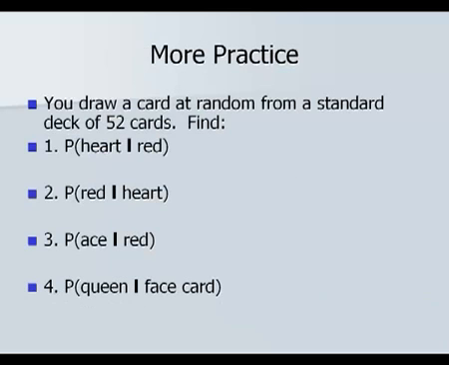Okay, here's another one to practice. We're drawing a card at random from a standard deck of cards. We want to find the probability of a heart given that the card was red. That line means given. So the probability of being a heart and red is 13 cards, over the probability of being just red, which is 26 cards. So 13 out of 26 is a half for a probability.